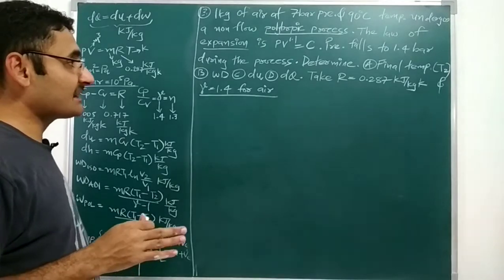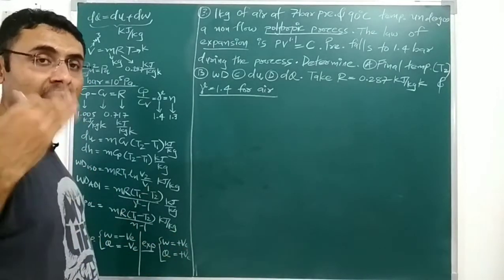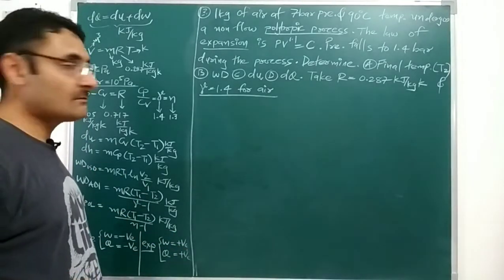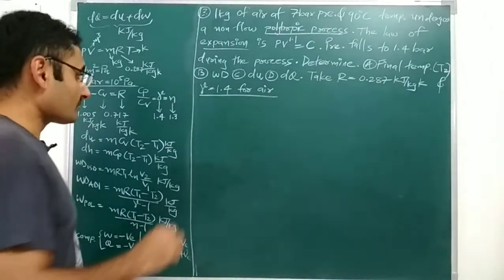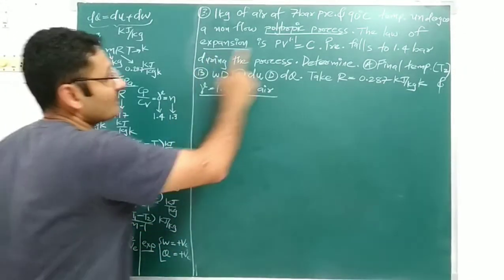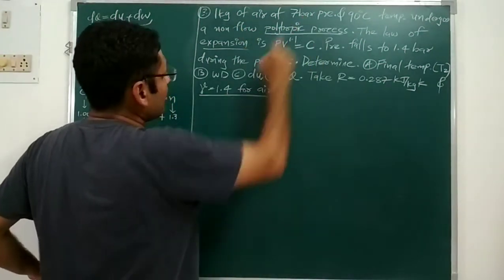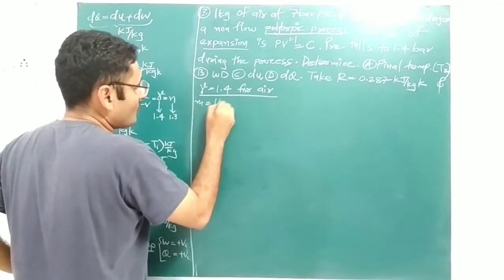But before that, it is requested that you pause this video and try by yourself. And if you are not able to calculate, then you can see this video. Now, how does it start? First of all, the given data. 1 kg of air means the mass is given, which is 1 kg.